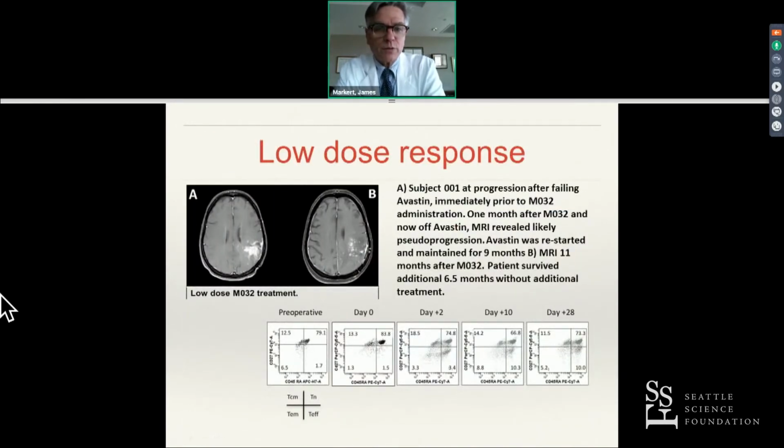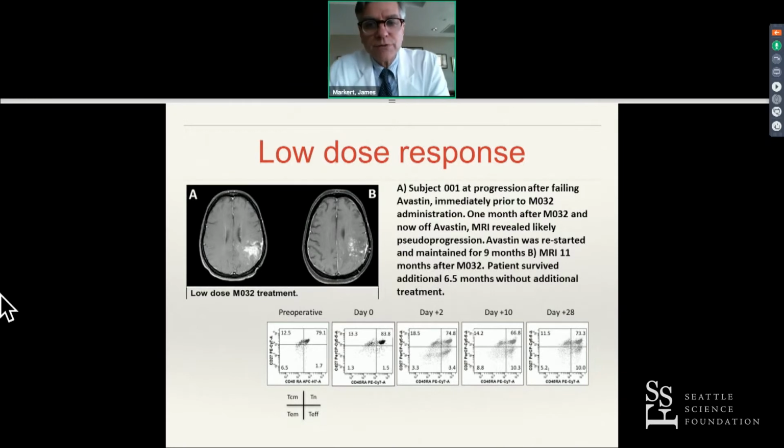Just to give you, for what it's worth, here's one of our initial patients treated at a very low dose. They initially had progression after failing Avastin, and so they were enrolled in the M032 trial. And then there was this sort of likely pseudo-progression response pictured here in A that caused an increase in enhancement. So we restarted Avastin and treated the patient with that for 9 months, and then got an MRI scan after 11 months. So the patient was off Avastin for 2 months now.